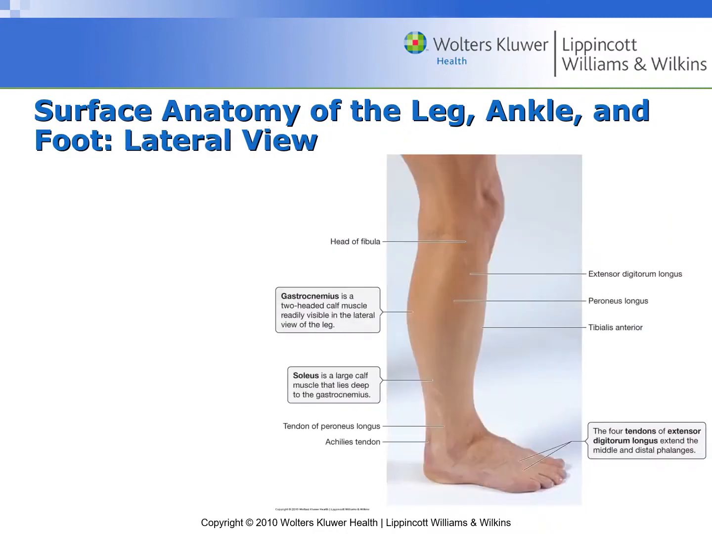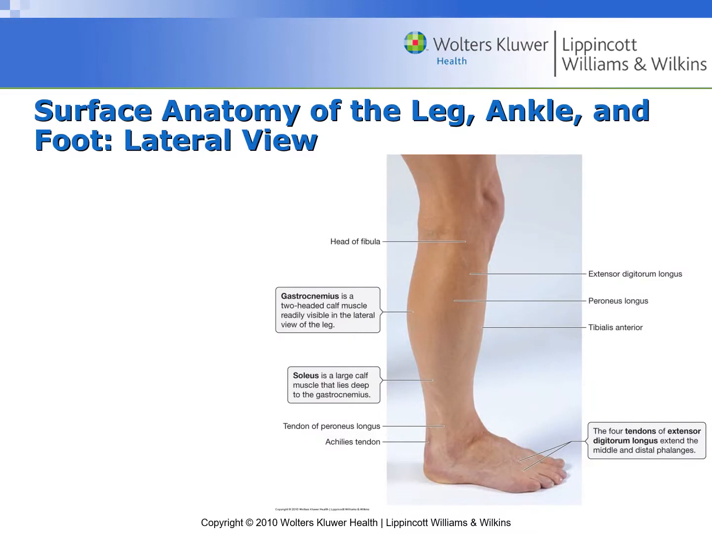Now let's take a look at our surface anatomy of the leg, ankle, and foot from a lateral view. Beginning most superiorly from the left-hand side, we see the head of the fibula. The gastrocnemius is a two-headed calf muscle which is readily visible in the lateral view of the leg. The soleus is a large calf muscle that lies deep to the gastrocnemius. We can also see the tendon of peroneus longus, and we also see the Achilles tendon.